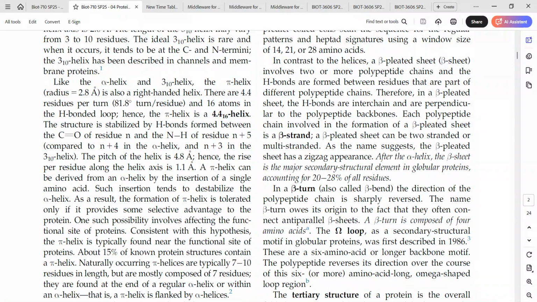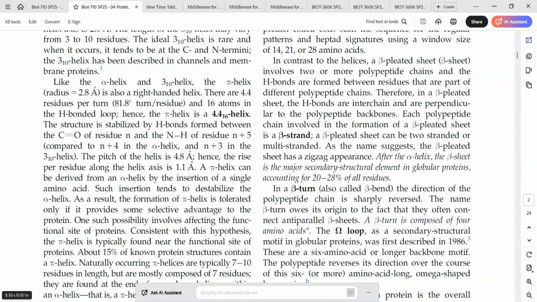In contrast to the helices, a beta-pleated sheet or beta sheet involves two or more polypeptide chains, and the hydrogen bonds are formed between residues that are part of different polypeptide chains. ठीक है, so ये within a polypeptide chain hydrogen bonding 1 to 4th, second to 5th, third to 6th amino acid इस तरीके से होती है. और जो बीटा शीट है वो different polypeptide chains के दरमियान में हाइड्रोजन बॉन्डिंग से एक शीट, एक बिल्कुल planar format का structure सा बन जाता है.